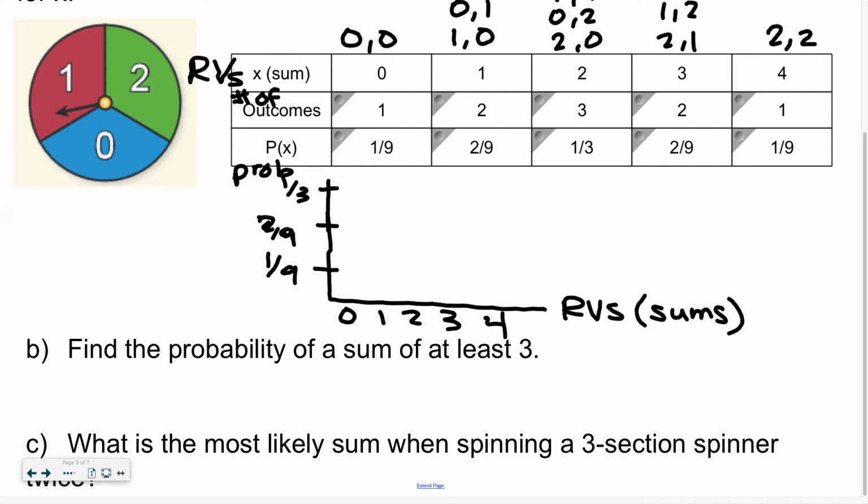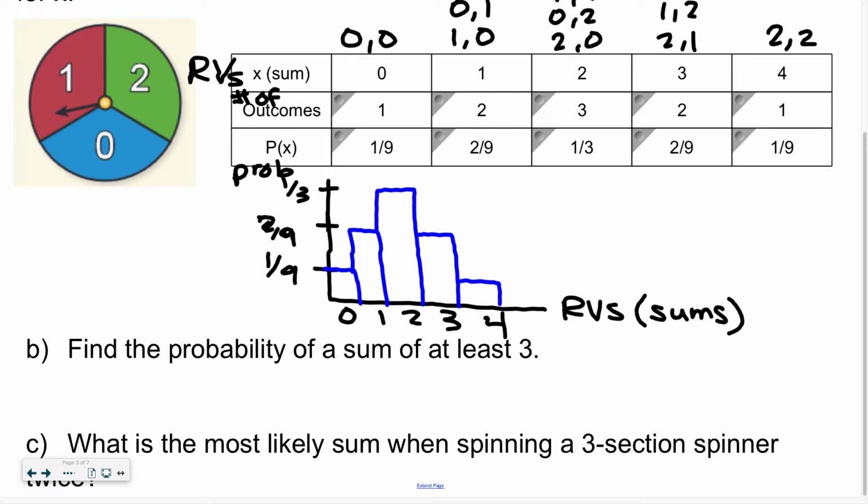Okay. And then you just draw the bars. So for 0, we had 1/9. For 1, we go up to 2/9. 2 is 3/9, back to 2/9, back to 1/9. And now you can see also the symmetry, right? There's a middle line there and it's the same on both sides. Are you okay with this?